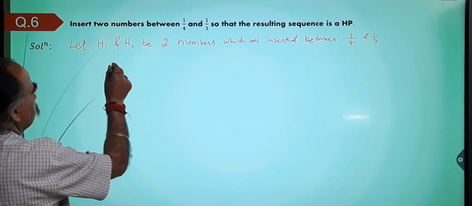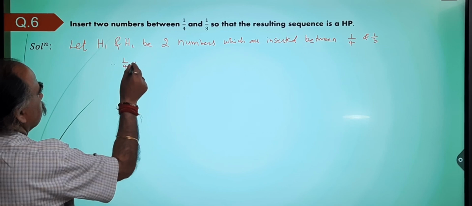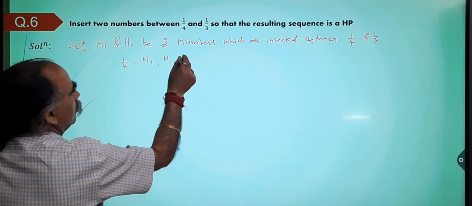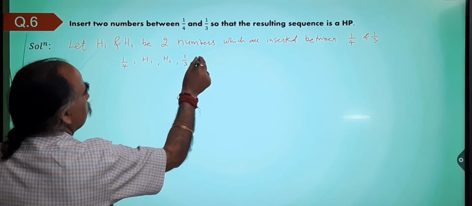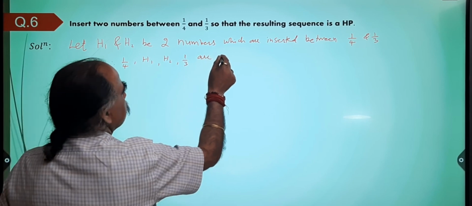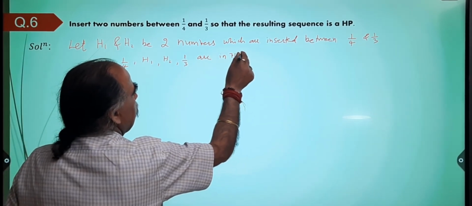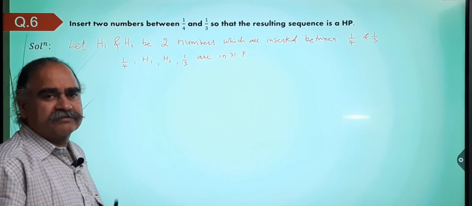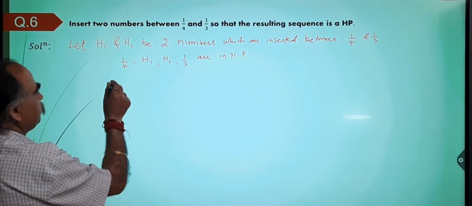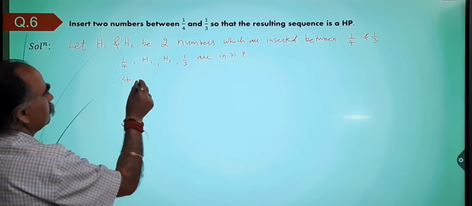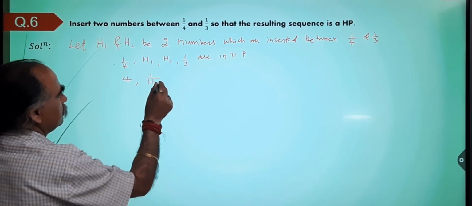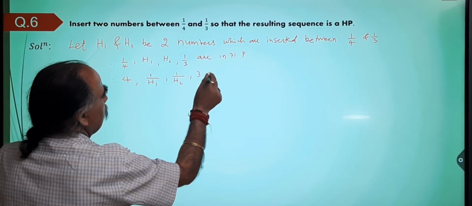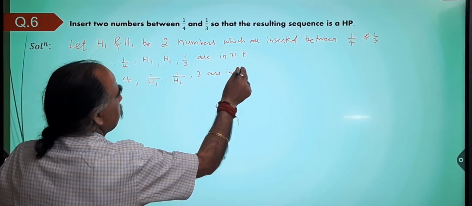Therefore, 1 by 4, H1, H2, 1 by 3 are in HP. So when numbers are in HP, their reciprocals will be in AP. Therefore, 4, 1 upon H1, 1 upon H2, 3 are in AP.